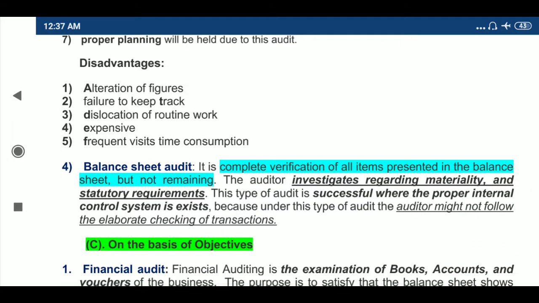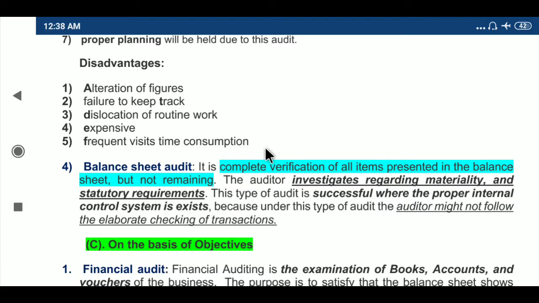Next, disadvantages of continuous audit. First one, alteration of figures. So if the auditor has done his audit work, again the accountants may alter the figures of the accounts. So it's a continuous audit disadvantage. Next, second one, failure to keep track. Third one, dislocation of routine work. Fourth one, expensive. Fifth one, frequent visits, time consumption.